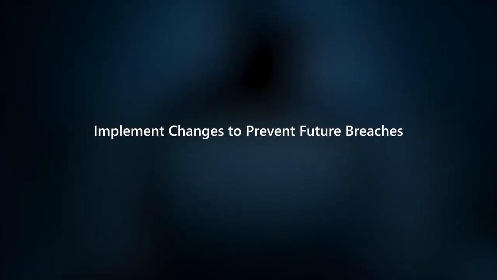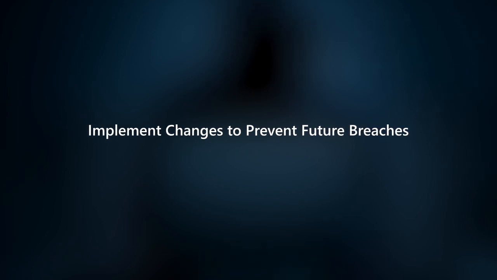Privacy breach responses have 4 steps. 1. Respond and contain. 2. Assess. 3. Notify. And 4. Implement changes to prevent future breaches.